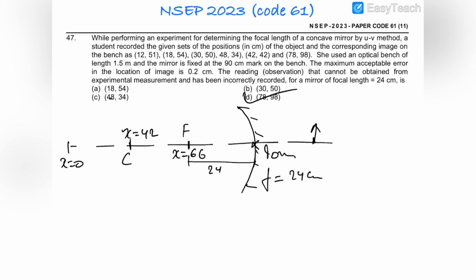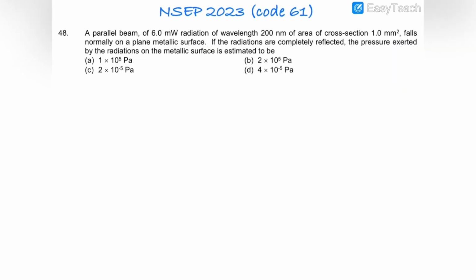Now we move on to the next question. In this question, you can see that there is a parallel beam of light of power 6 milliwatt, and its wavelength is 200 nanometer. The area of cross section of this beam is 1 into 10 raised to power minus 6 meter square, and it is falling normally on a metallic surface. It is completely reflected back, and we have to find out the radiation pressure.